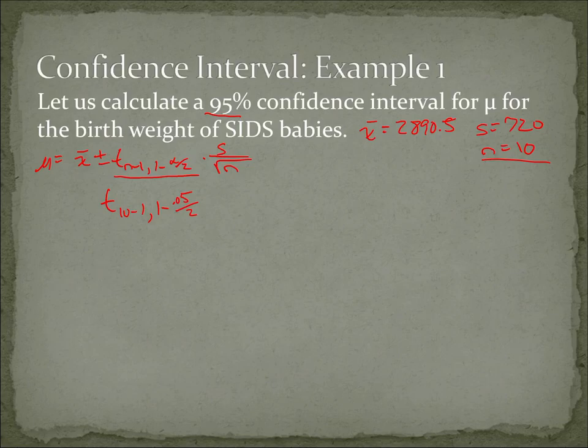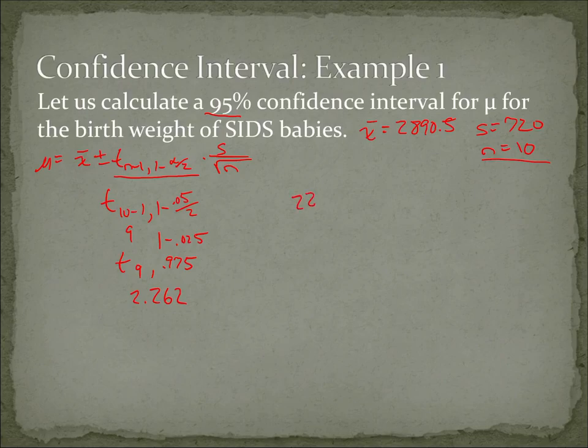So if we do 1 minus 0.05 divided by 2, we know that's 1 minus 0.025, which is 0.975, right? And 10 minus 1 is 9. So we're looking for a t of degrees of freedom 9, comma, cumulative probability of 0.975, which if you go to your book, you find degrees of freedom 9, go over and find the cumulative probability at the top of 0.975, you'll see that equals 2.262.